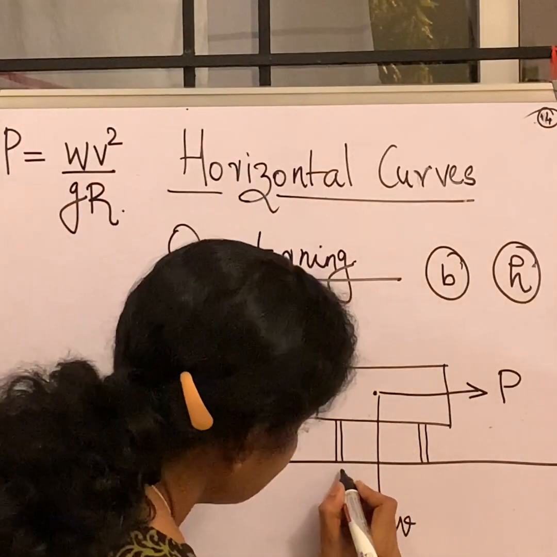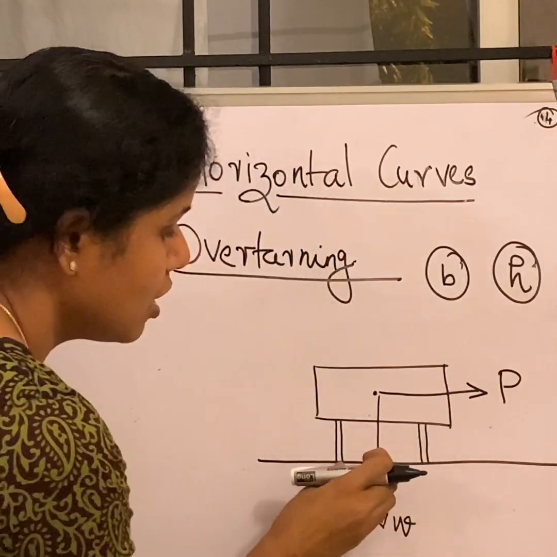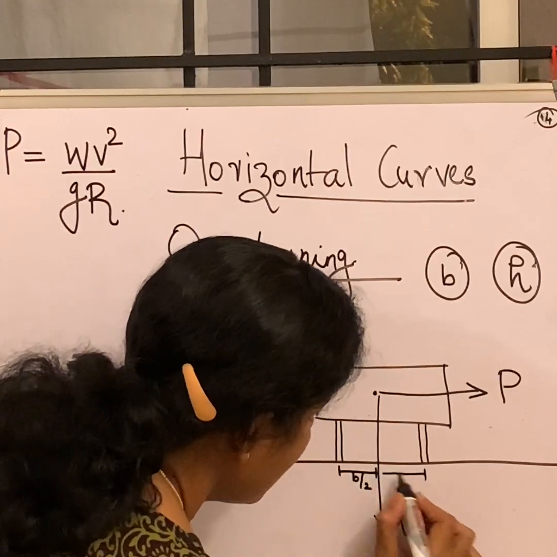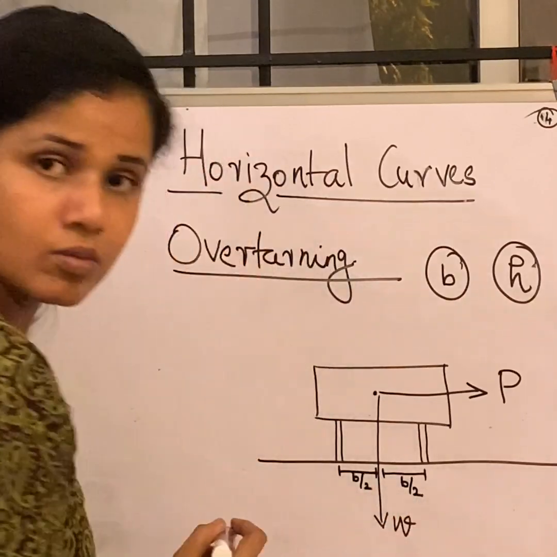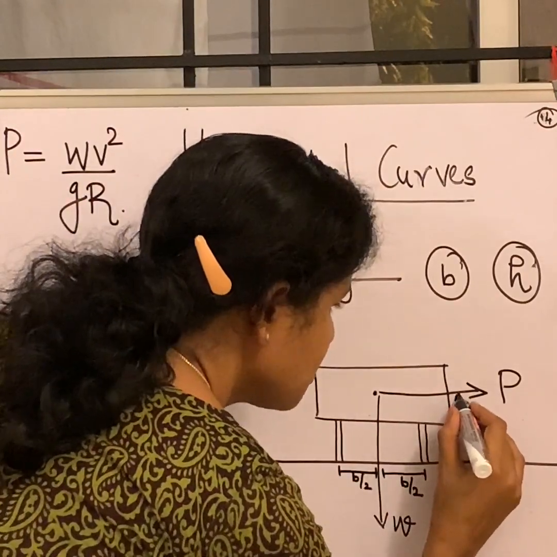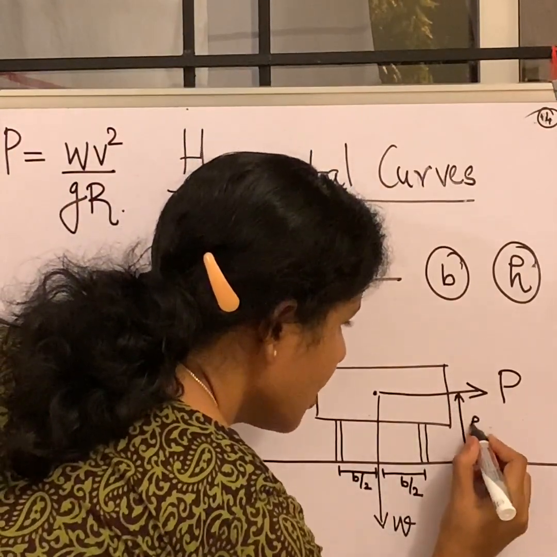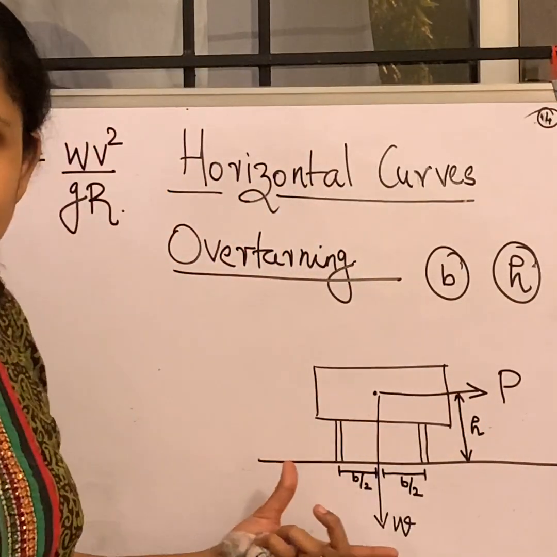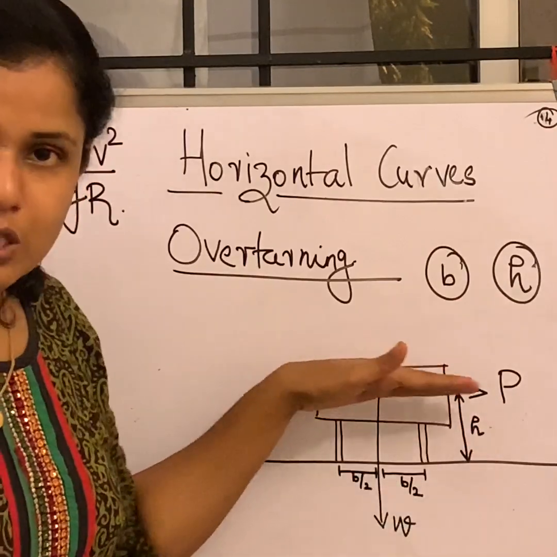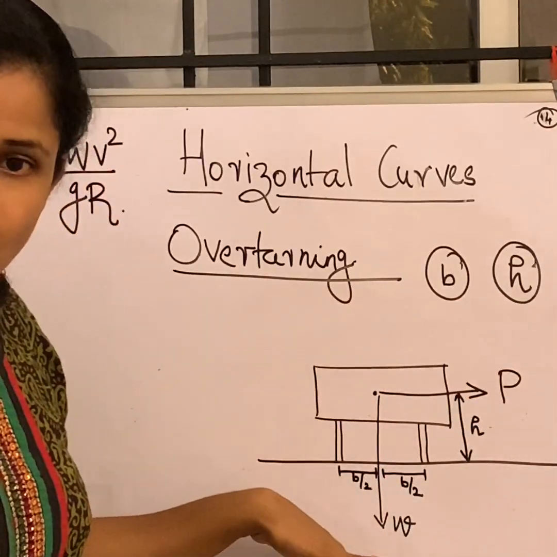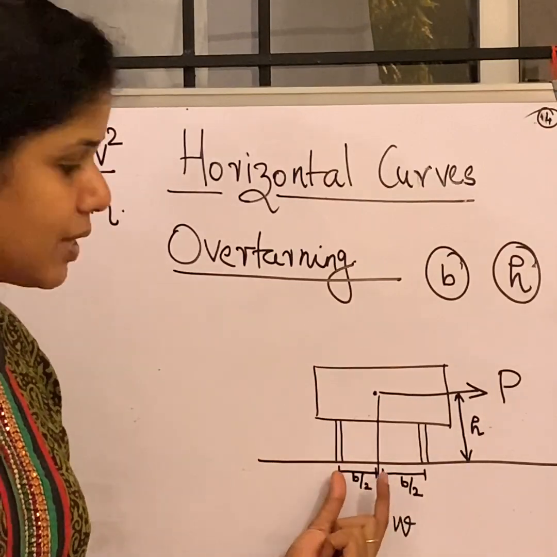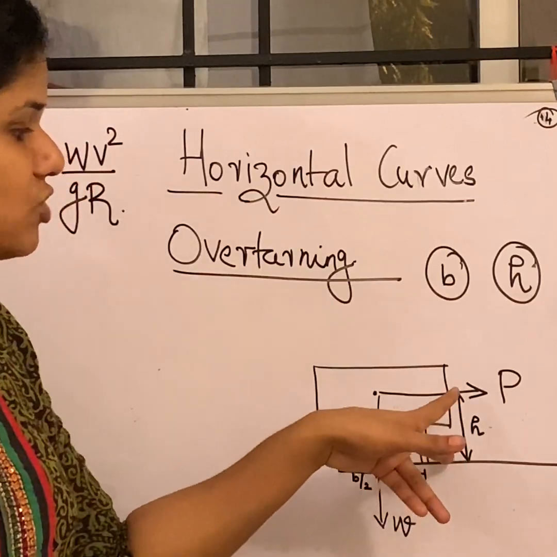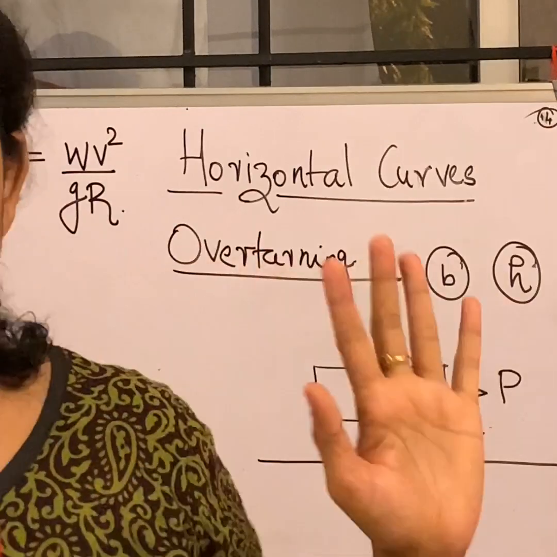Okay, so let's mark that. Since the entire width is B, I can mark this as B by 2 over here, because that is the center point we are taking, and this is B by 2. Now, from the road surface to this point, I am calling this height H. I guess this free body diagram is clear to you. The centrifugal force P is acting, and vertically down the weight is acting. The width of the wheelbase is B, split as B by 2, B by 2, and H is the distance of the center of gravity from the road.